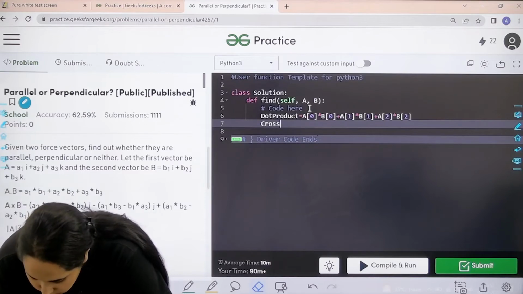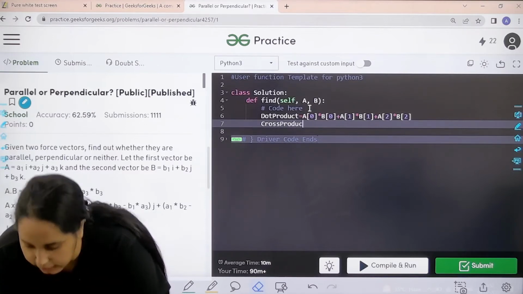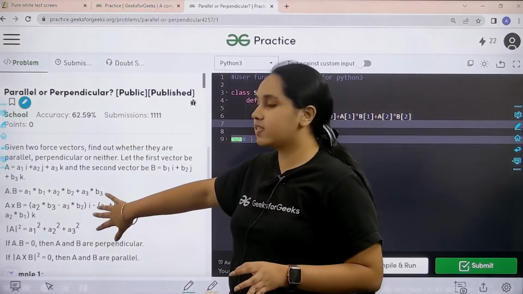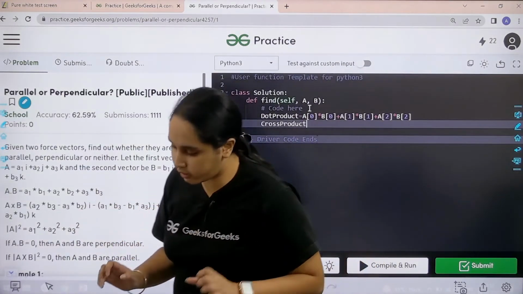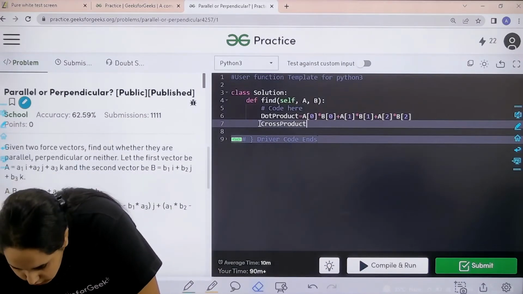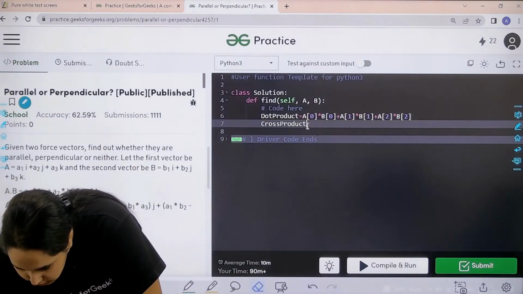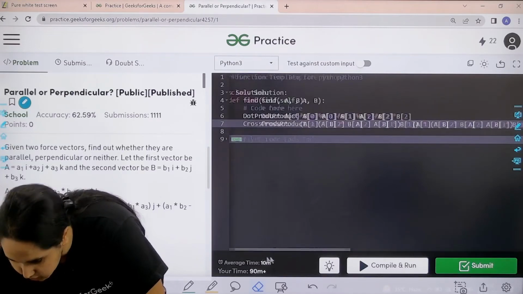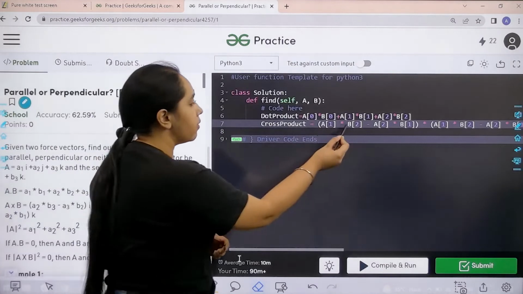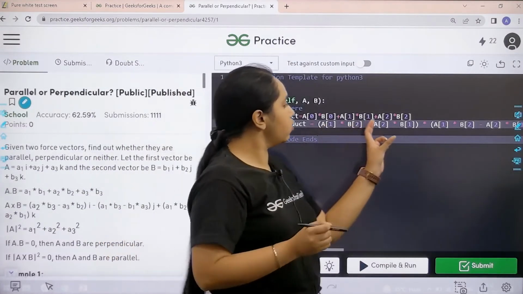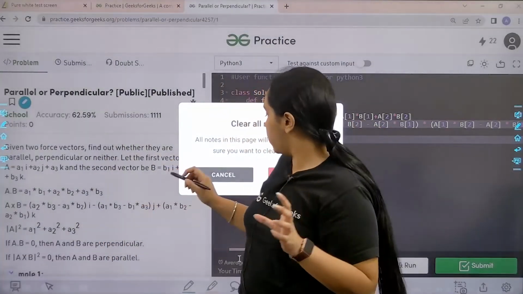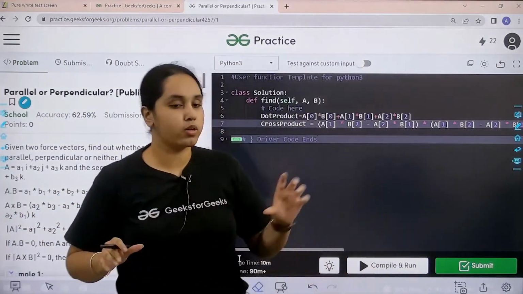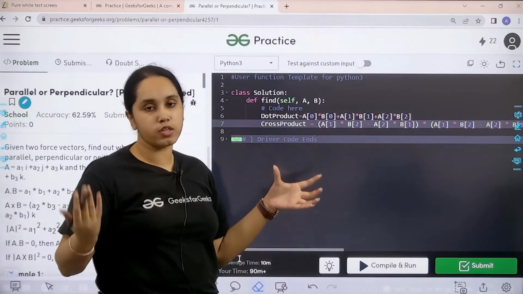Now guys, if you need help with how to find the cross product and dot product, it is given over here. You can just see the formula and write it accordingly. So I will do the cross product. According to the formula, the cross product would be this. Basically A1 into B2 minus A2 into B1. Again, if you want help, you can take the help from this formula, and then you can find the cross product and dot product accordingly.